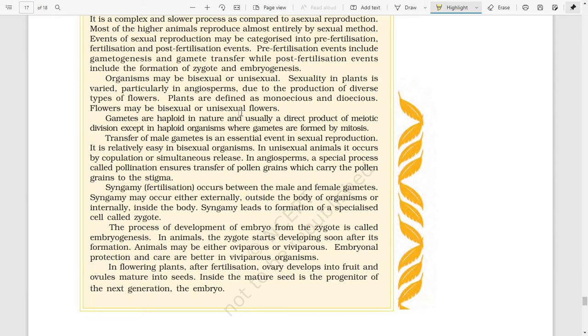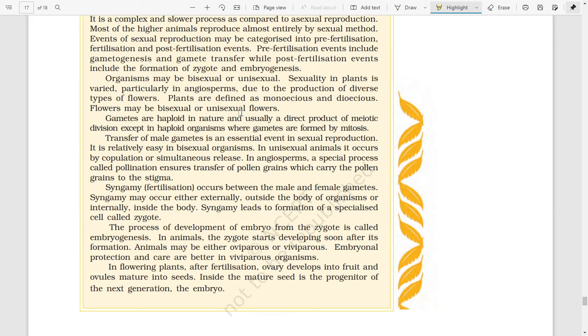It is relatively easy in bisexual organisms. In unisexual animals, it occurs by copulation or simultaneous release. In angiosperms, a special process called pollination ensures transfer of pollen grains to the stigma. Syngamy, which is also known as fertilization, occurs between the male and the female gametes. Syngamy may occur either externally, outside the body of the organism, or internally, inside the body. Syngamy leads to formation of a specialized cell called the zygote.